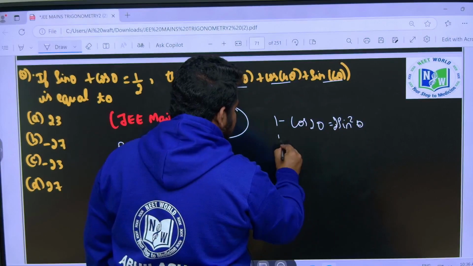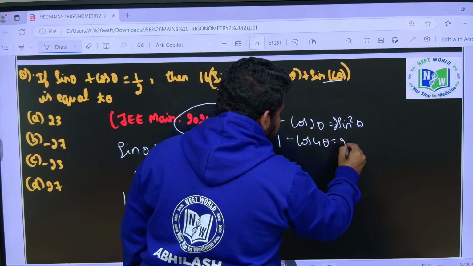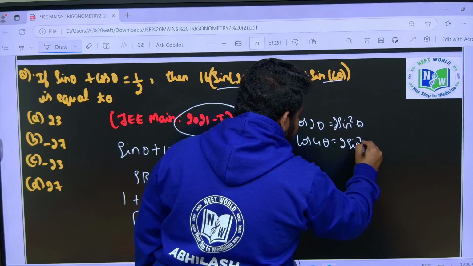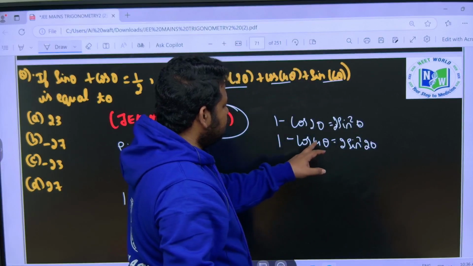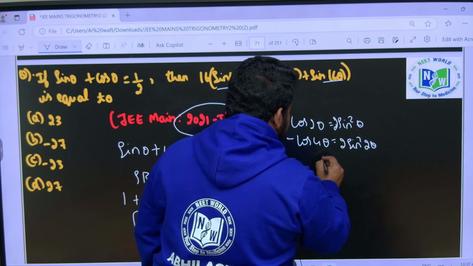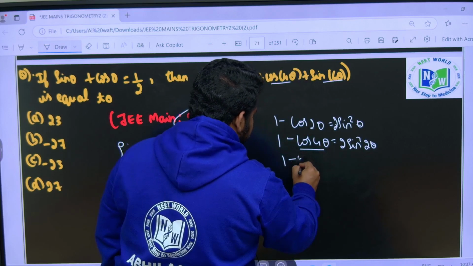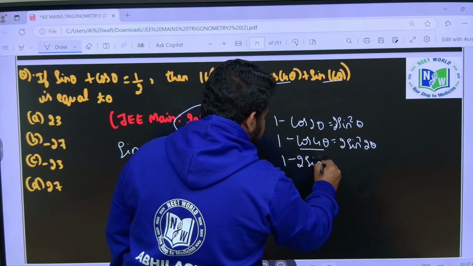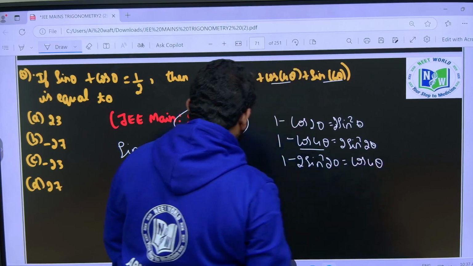So similarly, 1 minus cos 4 theta is nothing but 2 sin square 2 theta. This 2 will become half, this 4 will become half. So 1 minus cos 4 theta is equal to 2 sin square 2 theta. But I want only cos 4 theta here, so this will become 1 minus 2 sin square 2 theta is equal to cos 4 theta.